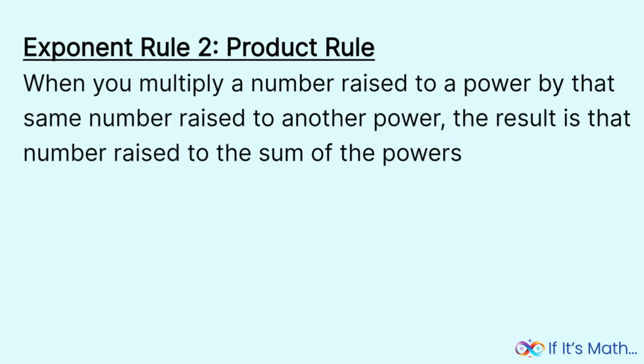It makes a lot more sense when you actually are doing it. So if you have x to the fourth times x to the third, we've got the same base here. So you go ahead and write the base, and then the new exponent is going to be adding those two together.